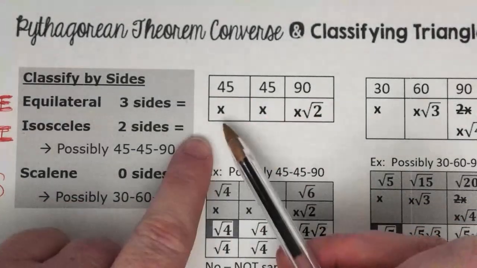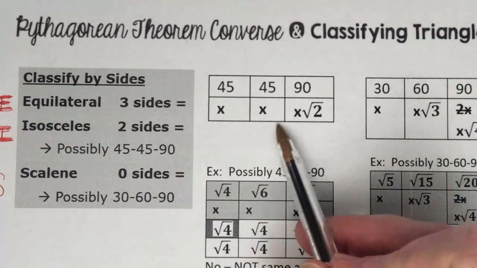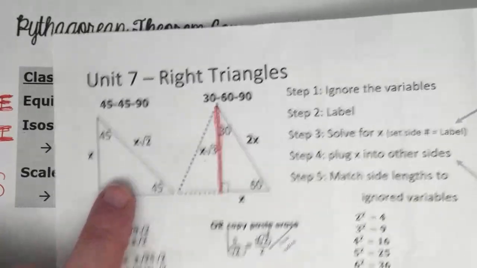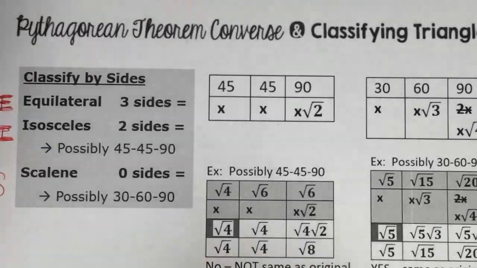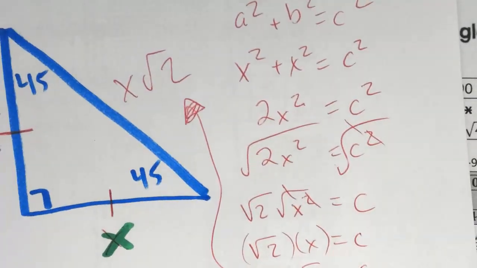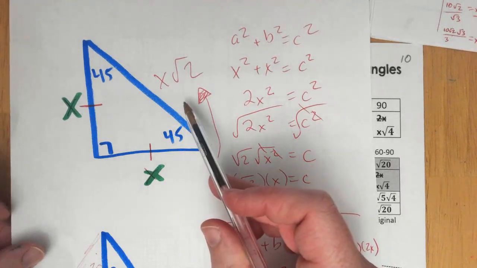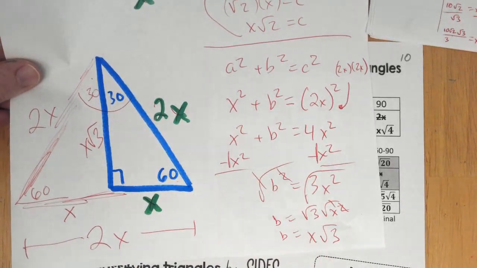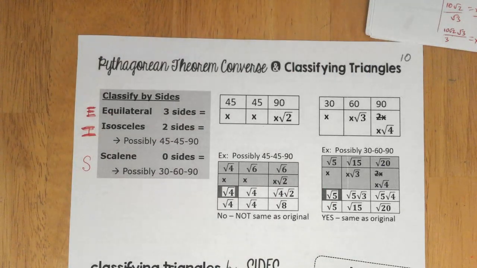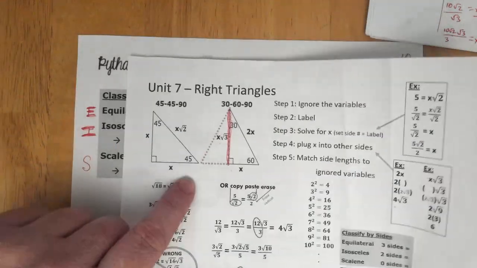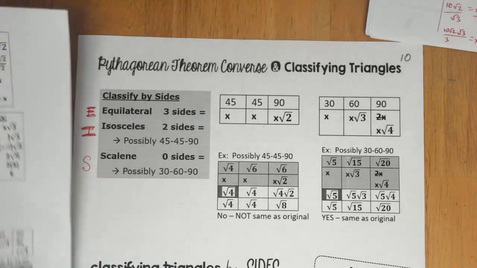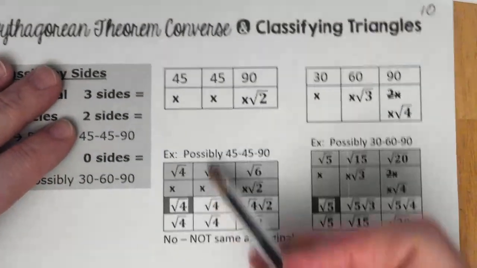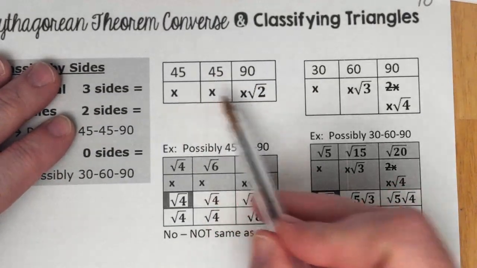For 45, 45, 90, we know for a fact that the sides are x, x, and x radical 2, right? Because that's what we proved earlier. Back when we were talking about this. Remember that? I proved it to you. Like, that's how we got this side. That's how we got this side right here. Remember all that? If not, that's okay. I blocked it out too. Okay, so we have these. So if we have a 45, 45, 90, that's x, x, and x radical 2.